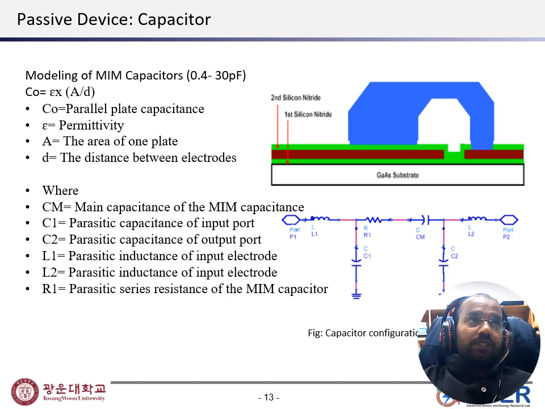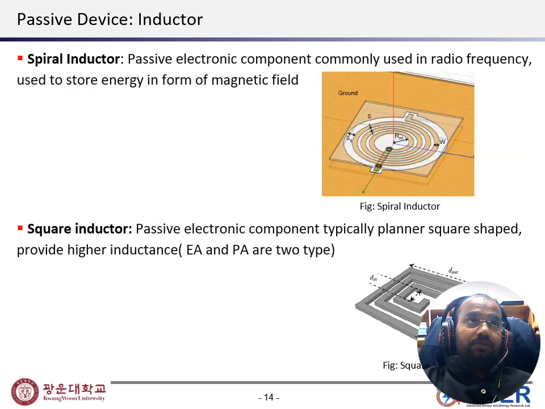To calculate the capacitance, we have to consider the permittivity times area, and it is inversely proportional to the distance between the electrodes. Another passive device is the inductor, and we have different types of inductors. Some are spiral and some are square.